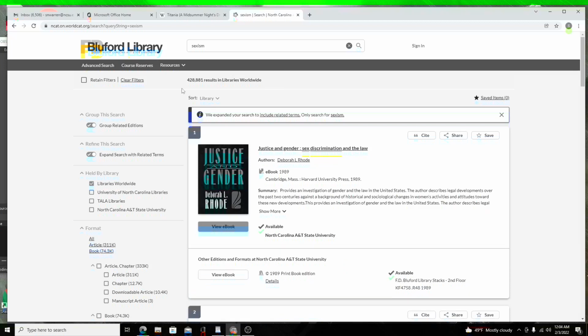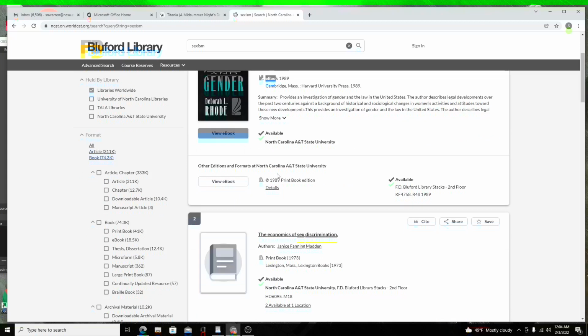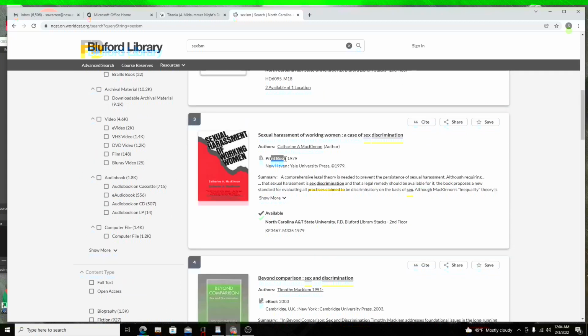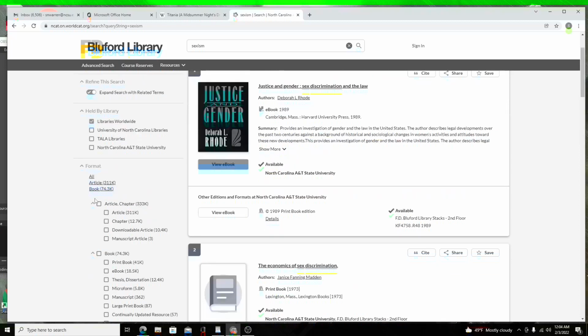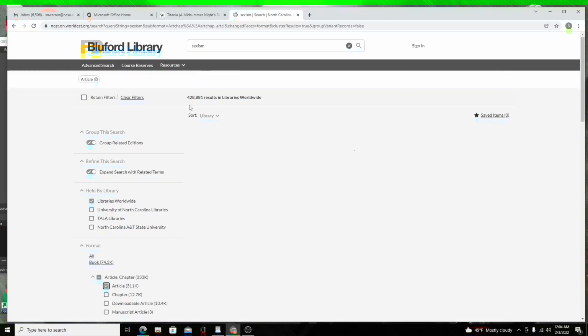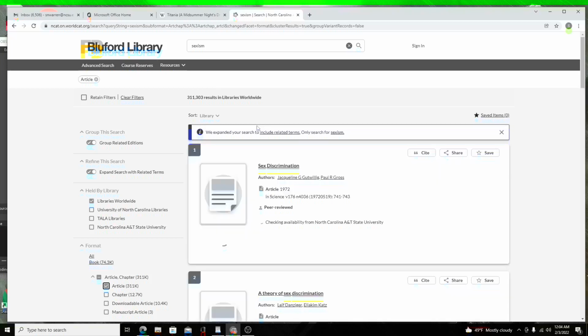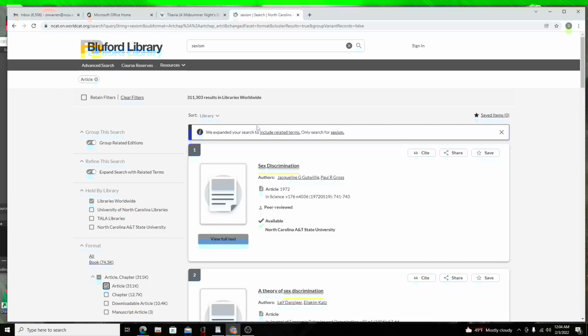That's a lot you have to go through, as well as, say you didn't want to look for ebooks, because here it's going to tell you what the source is: ebook, print book. And say you want academic articles. What you need to do is go over here in the filter section and click article. And it went from 400,000 results to 300,000. So now you've eliminated roughly 100,000 search results.